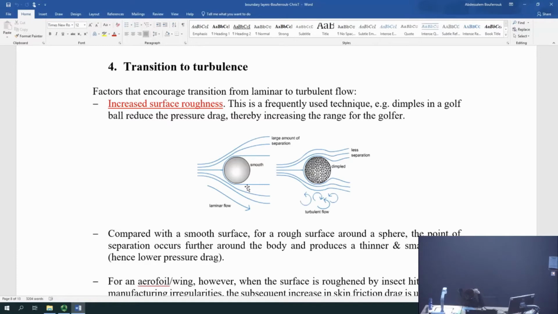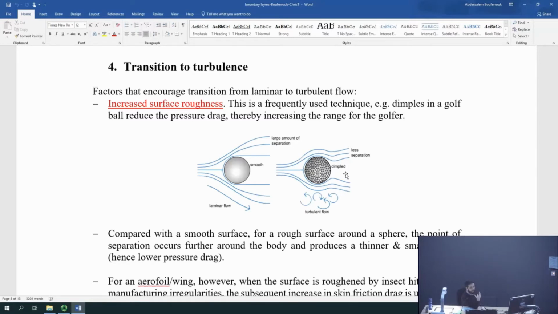Anyway, you might be interested to know why high quality golf balls nowadays have what we call dimples on their surface. The reason for that is they make the boundary layer turbulent. So they actually promote transition to turbulence. And that turbulence will make the boundary layer remain attached over the ball most of the time. It's only really towards the back that you get a little flow separation, meaning the pressure drag is reduced.